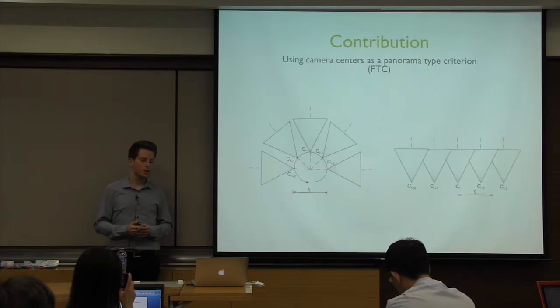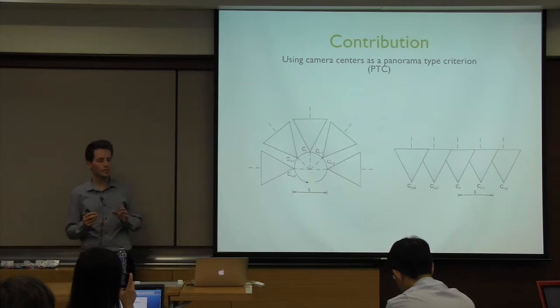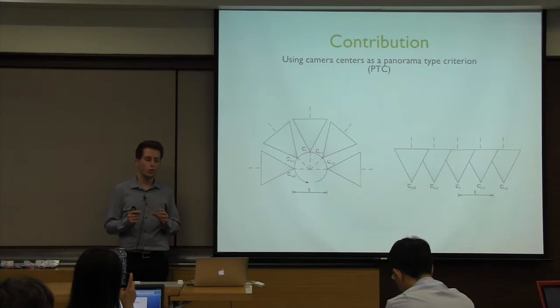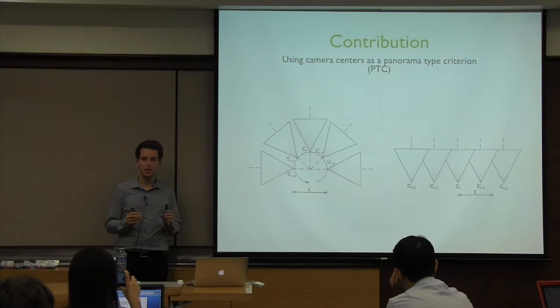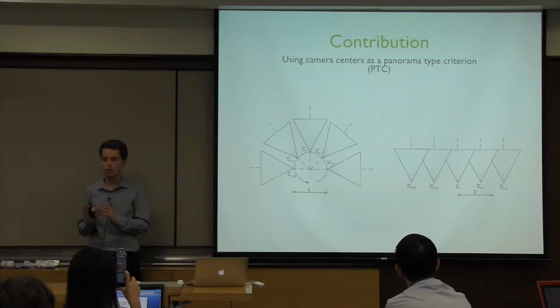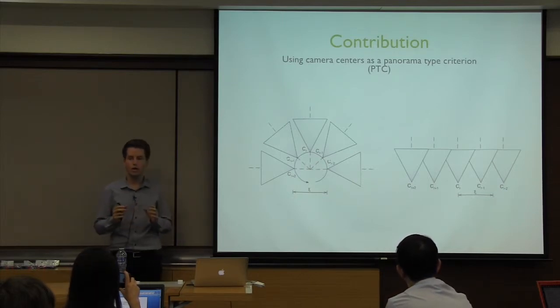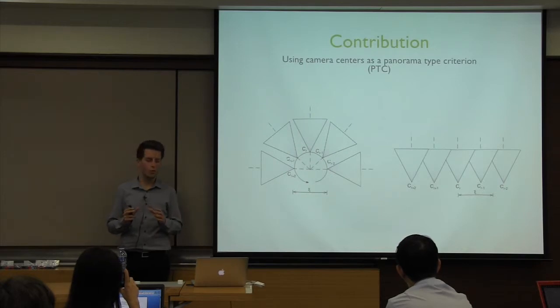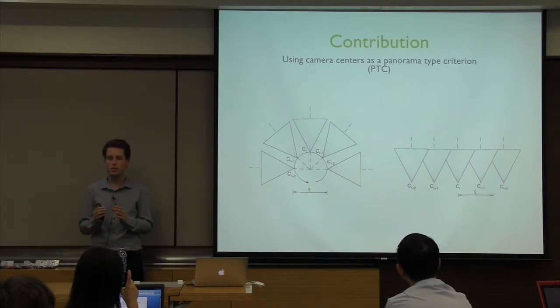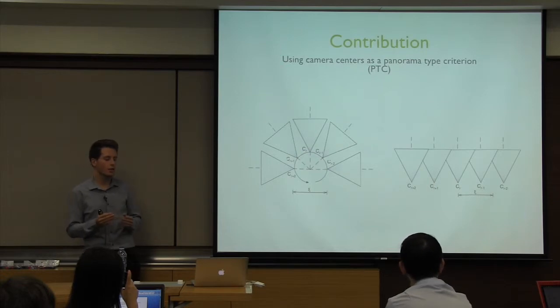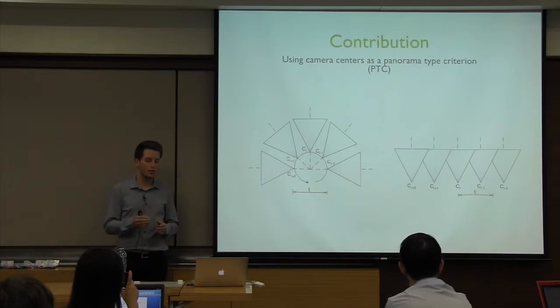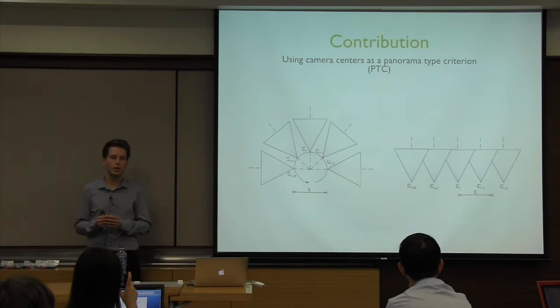Okay, now what we did is we thought of a model. How can we know when we have a rotational panorama? What you can see here is that when the user moves in a rotational way, all camera centers are within a certain threshold. The distance between the camera centers is not very large, so we can define this threshold, and we can say if all camera centers are within this threshold, then we know it's a rotational panorama.